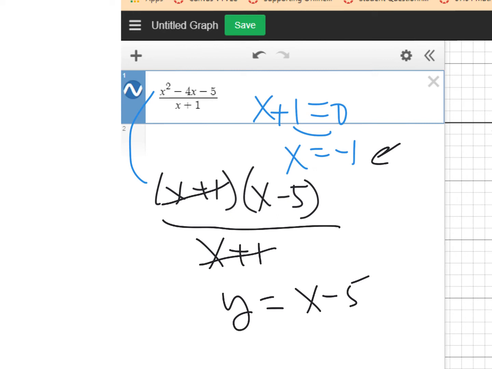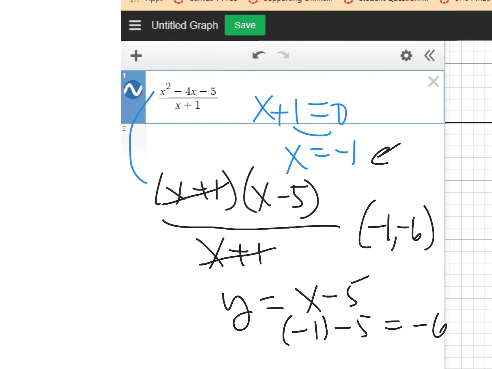So the discontinuity, how do we fill that hole then? Well, if we do -1 minus 5, that's going to tell me the y would be -6. So discontinuity happens at -1, -6. That would fill the hole in the graph.